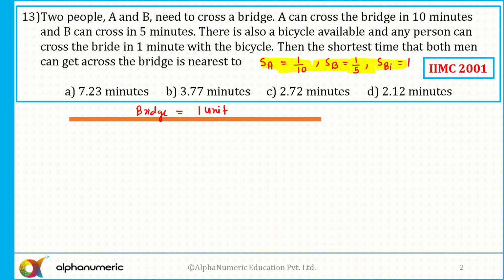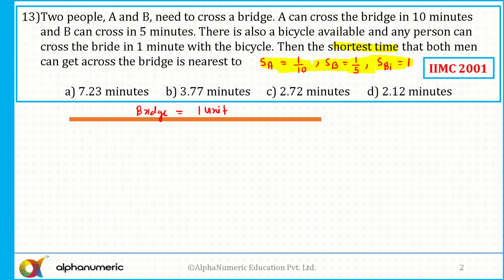Now the question says, what is the shortest time in which both men can get across the bridge? Now if we want to minimize the time, you need to make sure that both A and B reach the end point exactly at the same time. Because if someone reaches early and waits for the other person, it means you are not utilizing the cycle effectively. So whenever the two persons reach exactly at the same time, only then will the time be minimum.